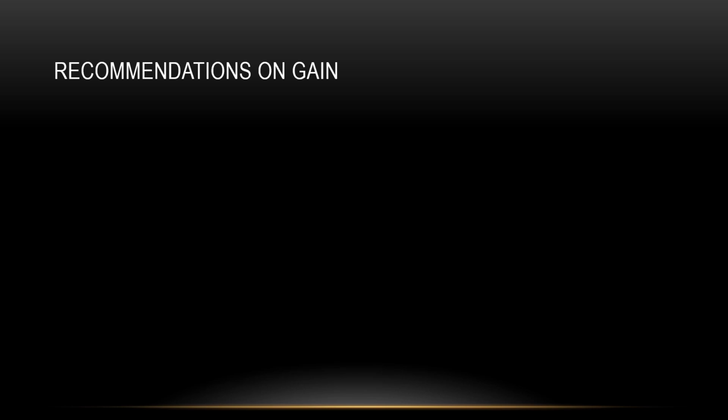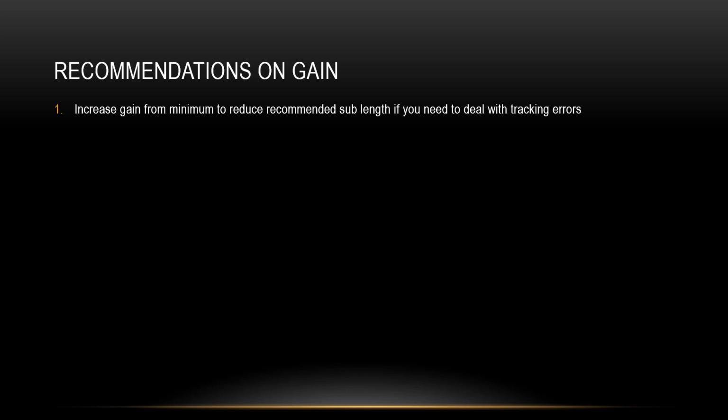So some recommendations on gain. Firstly, increase the gain from the minimum value to reduce the recommended sublength if you need to deal with mount tracking errors, field rotation, or anything like that. Basically, this is the way to ensure you don't need to upgrade your mount to an expensive one if you can just do so by changing your camera settings. There's no point in going into the part of the gain range where the read noise flattens out. Only stay in that part of the range where you gain a reduction in read noise by increasing the gain. You can look at the graphs that your camera manufacturer produces and publishes to work out the parts of the gain range that are useful to you.